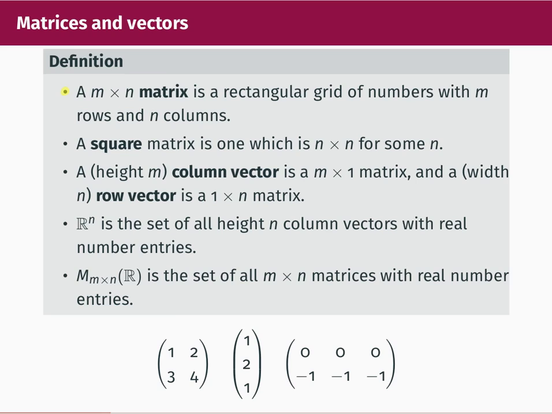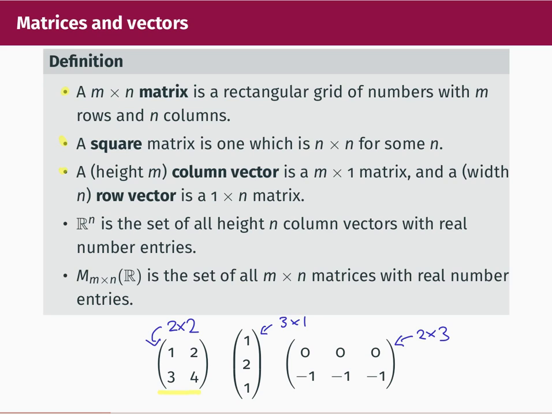Here we have a 2 by 2 matrix, a matrix with 2 rows and 2 columns. Next we have a 3 by 1 matrix, 3 rows and 1 column, and finally at the end here we have a 2 by 3 matrix, 2 rows and 3 columns. A square matrix is one which is n by n for some n, so this matrix here is square but the other two are not square.